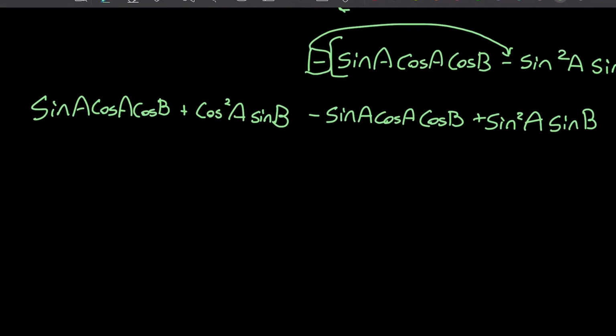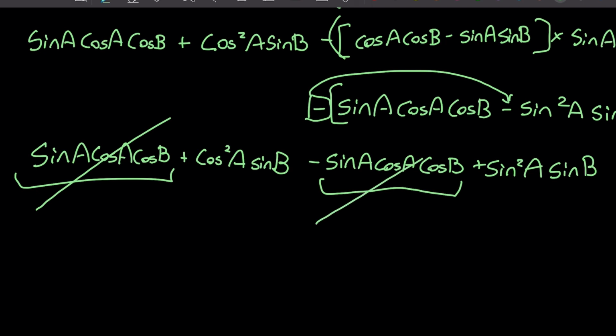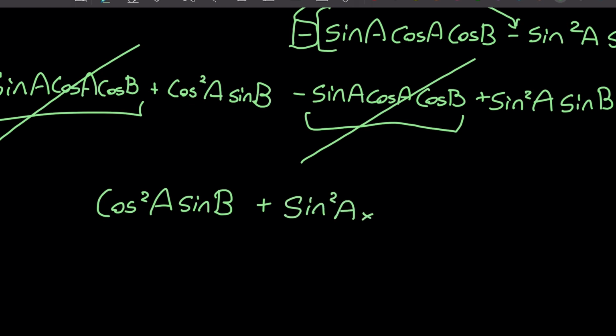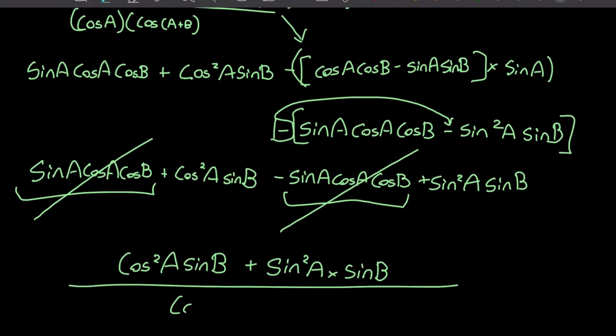Well, we have sine A cos B minus sine A cos B. So, well, we can just cancel this out. So what we'll be left with is cos squared A times sine B plus sine squared A times sine B. And please remember, this is all still over the denominator. The denominator is cos A times cos of A plus B.